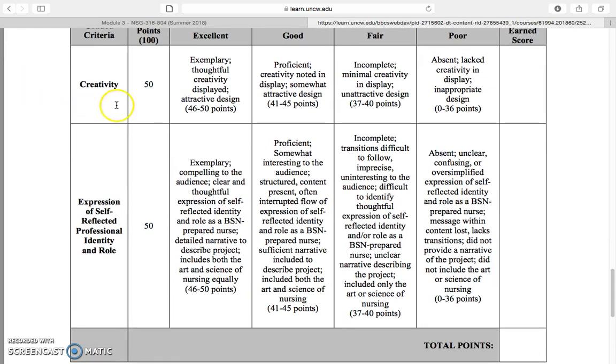The main focus of your grade will be on creativity and expression of self-reflected identity. Please remember that you are not just focusing on your experience and your self-identity as a nurse now. You're focusing on your past, your present, and your future identity as a baccalaureate prepared nurse. In this assignment, I expect to hear about the art and the science of nursing in your opinion, but also about how you think things will change for you when you have received that BSN.